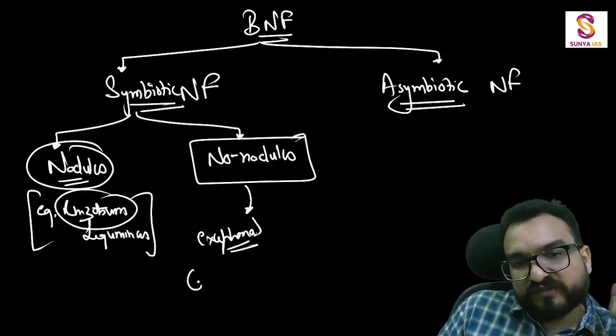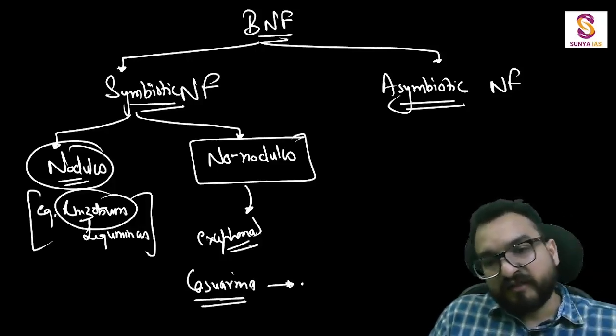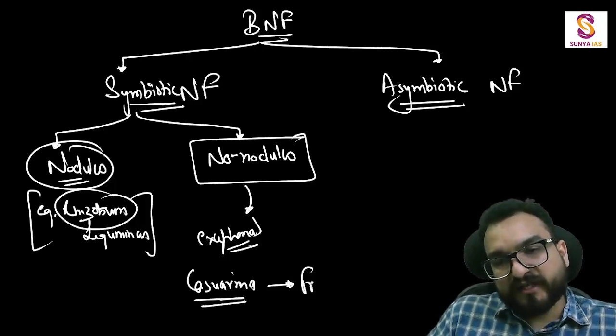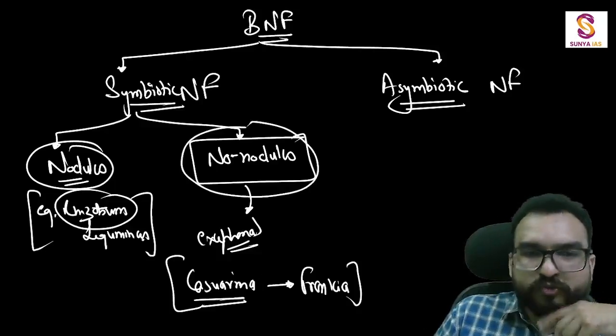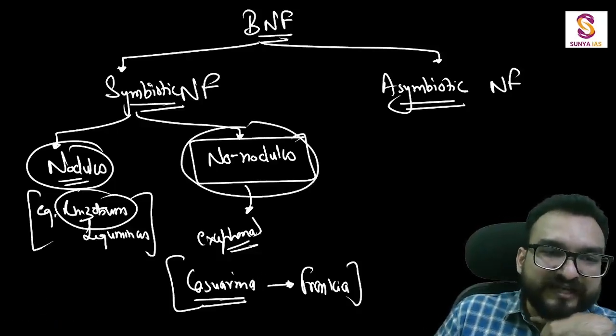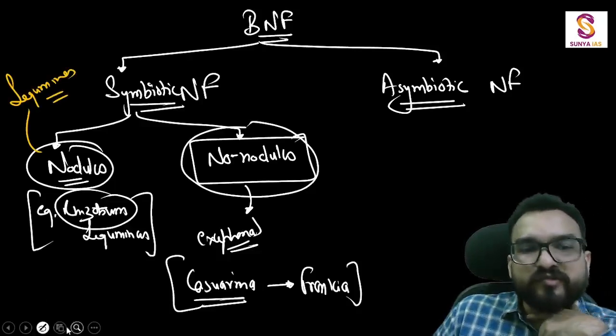So this is an exceptional case, and you will see this in Casuarina, which is a type of tree and is in a symbiotic relationship with Frankia. Understanding? So this is when no nodules are getting formed. Nodule formation generally happens in leguminous plants. This is all right.